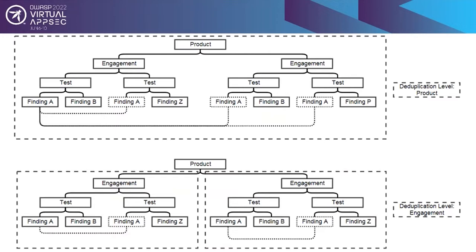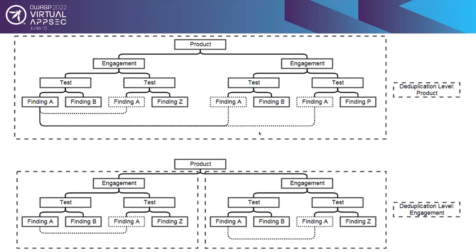Let us start with the picture on the top. You see the product, which has the engagement, which has a test. And then you see here, there is a finding A. This is the original finding, and finding B. Then on the next day, or after a minute, you perform another test. And then DefectDojo identifies, I had this finding in the test before, so I create a reference. That is a deduplication. It says, hey, I saw this one here beforehand. When there is another finding which wasn't there beforehand, then this is a new active finding.